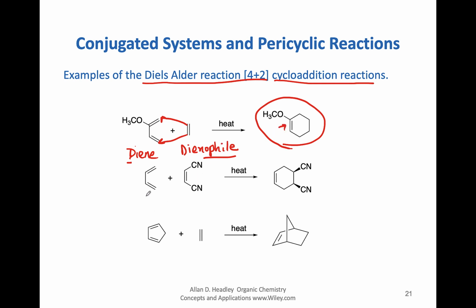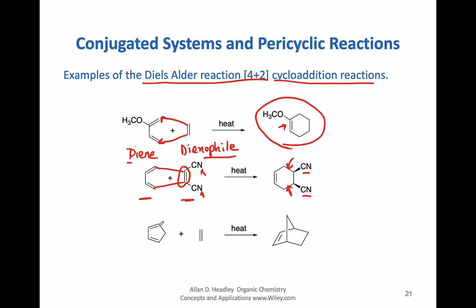Here's another example. Here's the diene, and here's a dienophile. Dienophile is right here, so the bond will be right here. So here's the new bond. Here's a new bond here, sigma bond. And notice the stereochemistry. These are on the same side, so we have the same side here, or the cis product. Let's look at this as the last example.